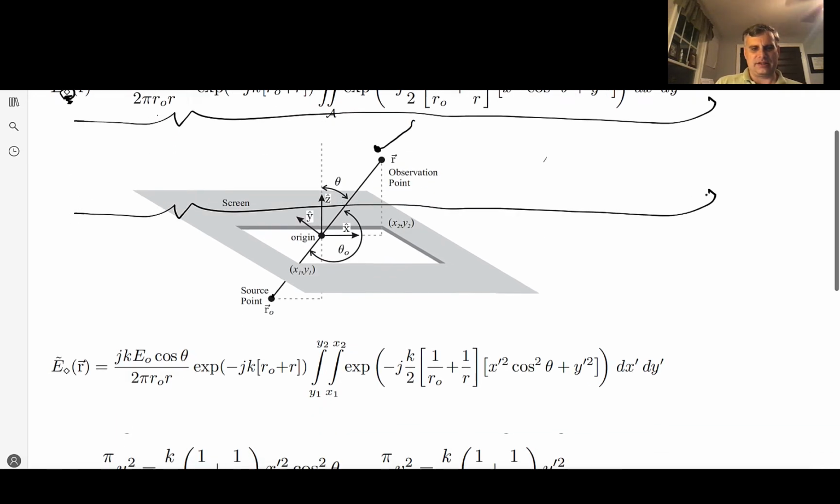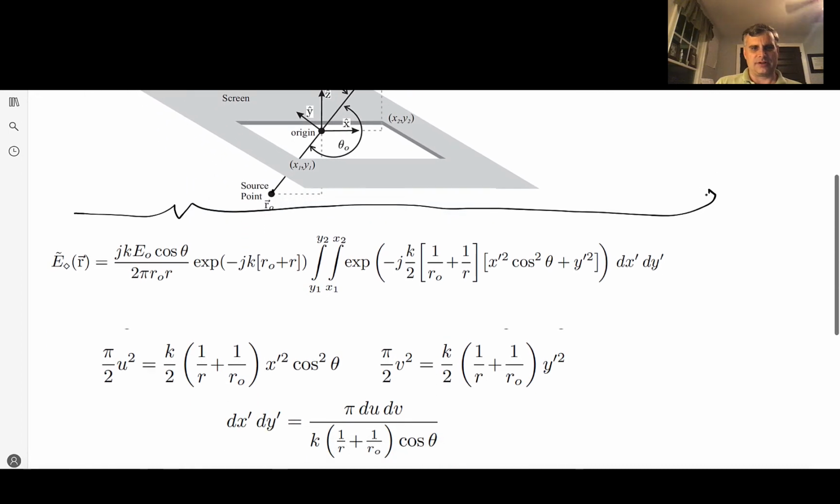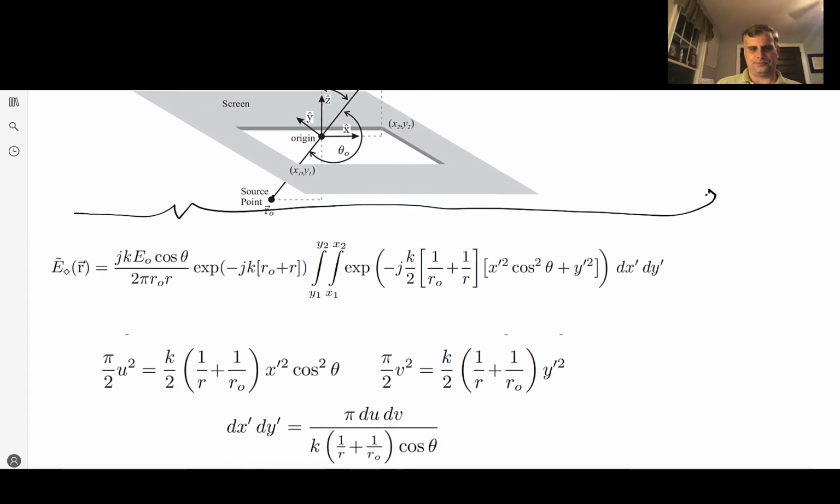And then, to solve our aperture problem here, what I'm going to do, it's actually pretty simple. We'll just define rectangular limits of integration from y1 to y2 and from x1 to x2, and dx prime and dy prime, those will be my variables of integration here.